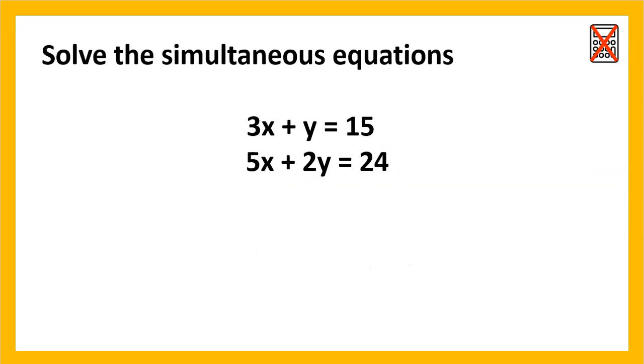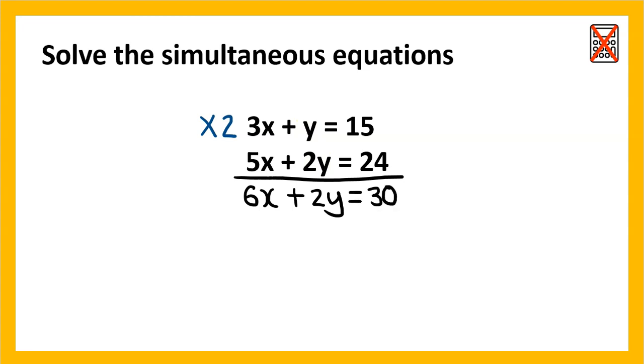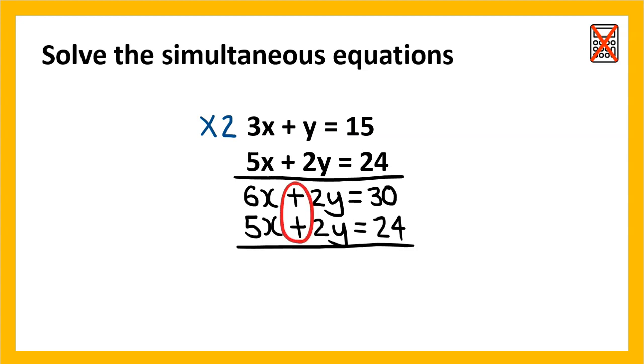The intermediate question has a slight increase in difficulty, but the method remains the same. This time, we'll be able to change y into 2y quite easily by multiplying the first equation by 2. 6x plus 2y is equal to 30, and the second equation will stay the same as that's already 2y. Looking at the signs in front of the terms we're trying to find, you can see that they're the same, so therefore we'll use same sign subtract with these equations. 6x take away 5x is x, and 30 take away 24 is 6. We know that x is 6.